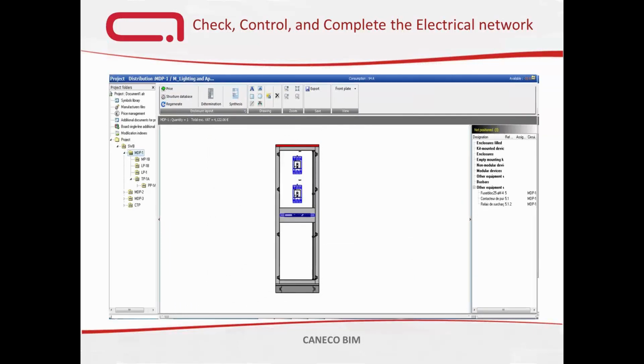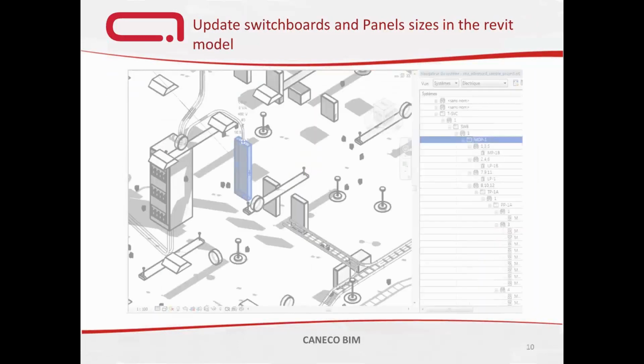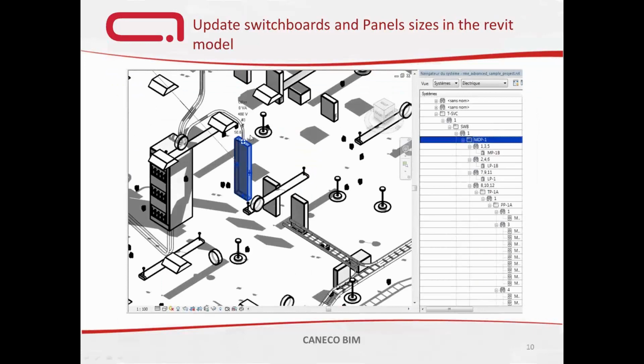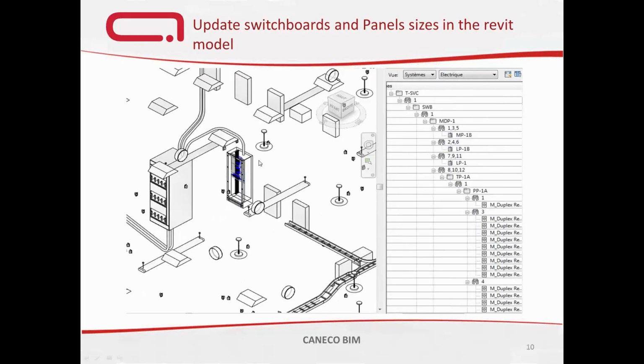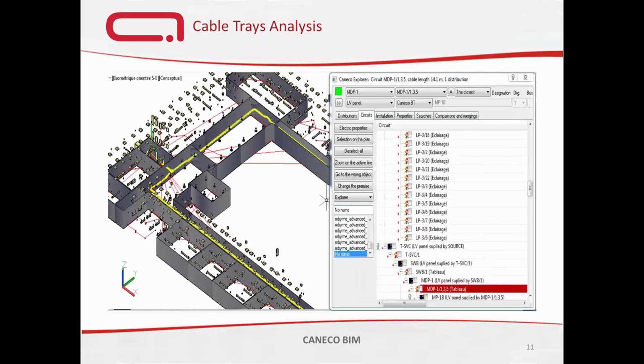And then what we're working on today is to update the Revit model. Exactly, you will be able to go in Revit and select the panel and say update, and it will automatically update the Revit family in the project with the right size coming from Caneco BT. We also propose a solution to analyze the cable tray to see exactly if it's big enough and how you can manage all the wire in the cable tray.